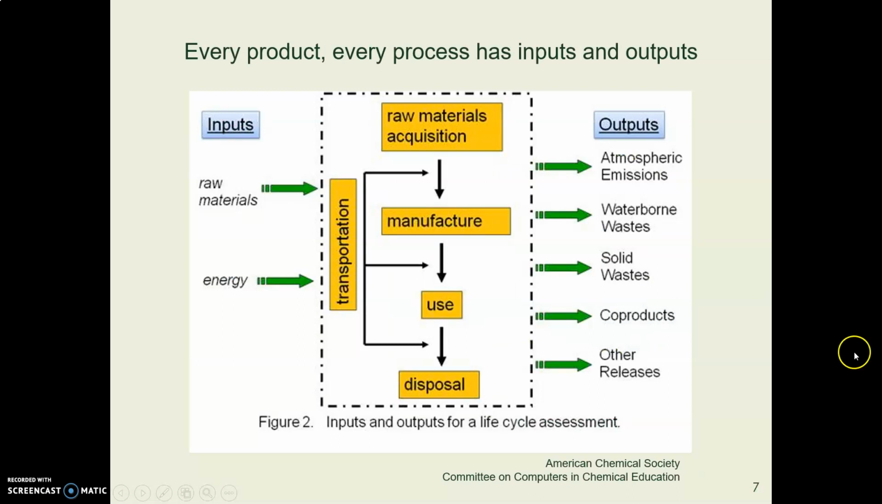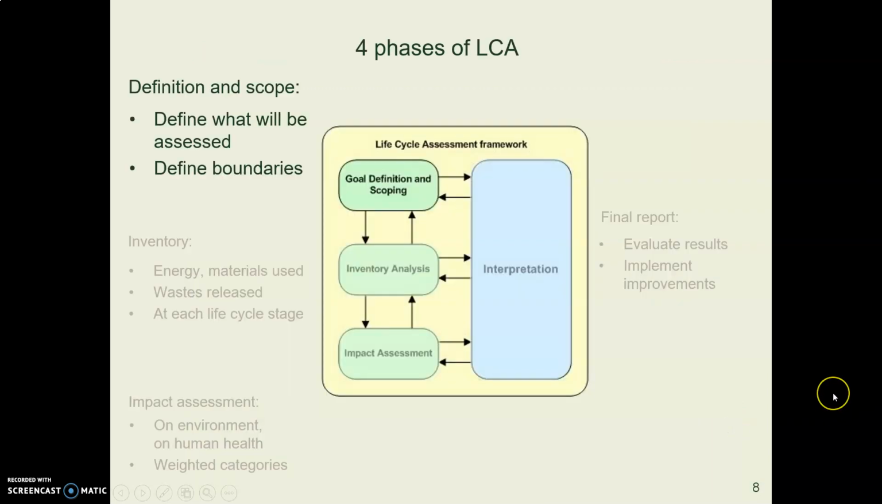Every object has inputs, the raw materials and the energy that go into it. It has processes, from processing the stuff to using it to disposing of it and transporting all of that stuff. And then it results in outputs: greenhouse gas, pollution, waste, pollution in the water, pollution in the air, solid waste, and so forth. So you want to think about all that methodically.